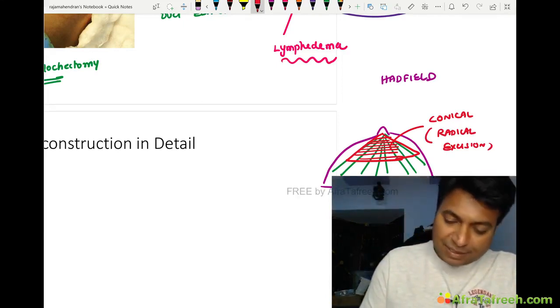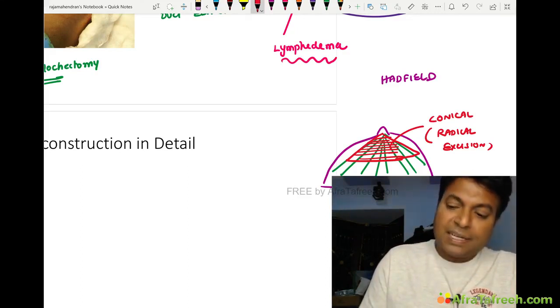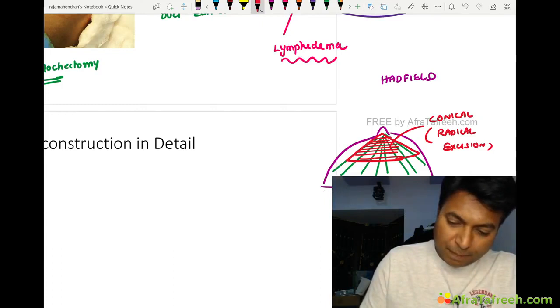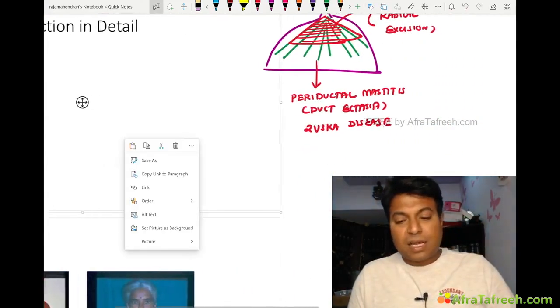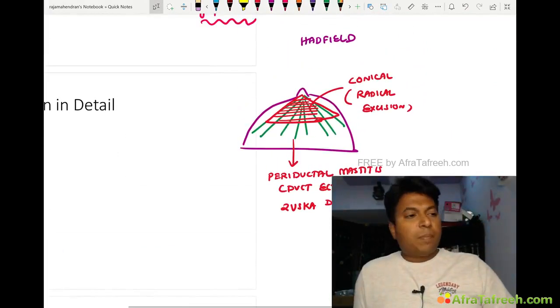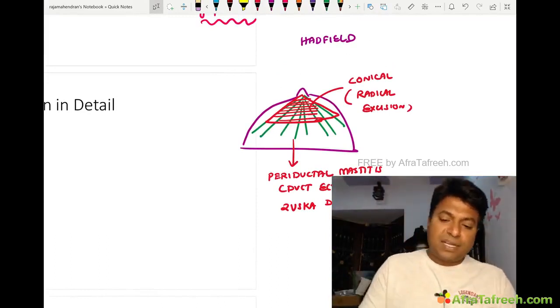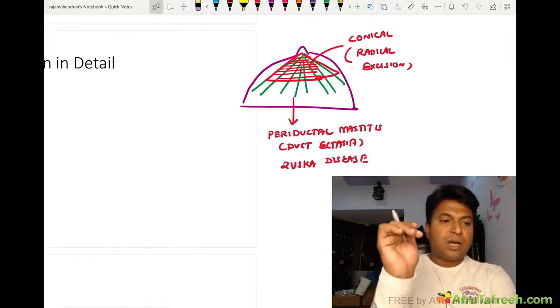periductal mastitis, which is nothing but a complication of duct ectasia. Another name for this complication of duct ectasia is periductal mastitis. It is also known as Zuska disease. Please don't forget this. So Hadfield operation is different. Conical excision of all the ducts is known as Hadfield operation, done for periductal mastitis or Zuska disease.